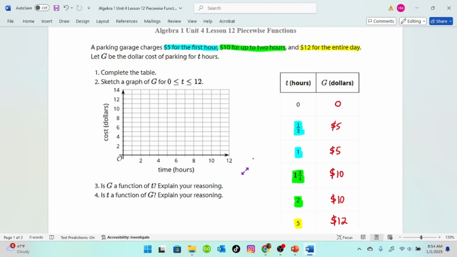Number 2 wants us to sketch a graph of G for time between 0 hours included up to 12 hours included.